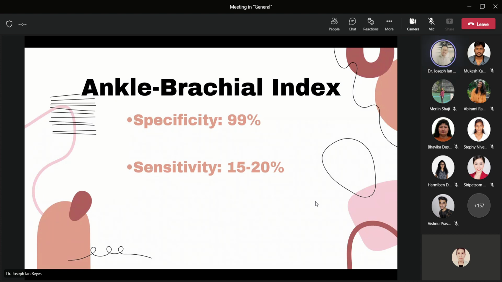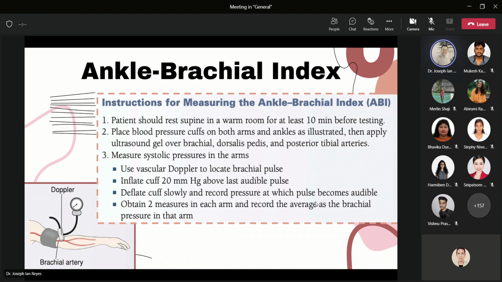So in my slide, this would be how to measure your ABI. So this can be found if you're again following the book or your ebooks. It can be found in the later portion of the chapter. Okay, so this would be the instructions for measuring the ankle brachial index.